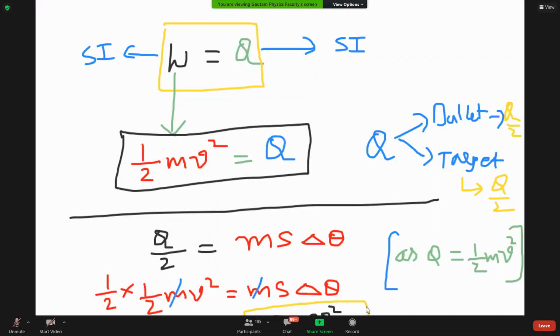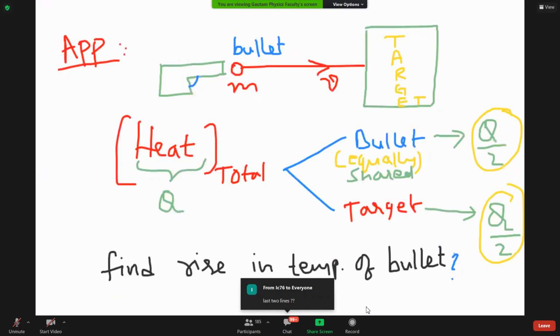Is it clear or not? Because the Q value is half mv square, so half of half mv square is nothing but ms delta theta. There is nothing to get tensed about. They only told this in the question, this is the question page.